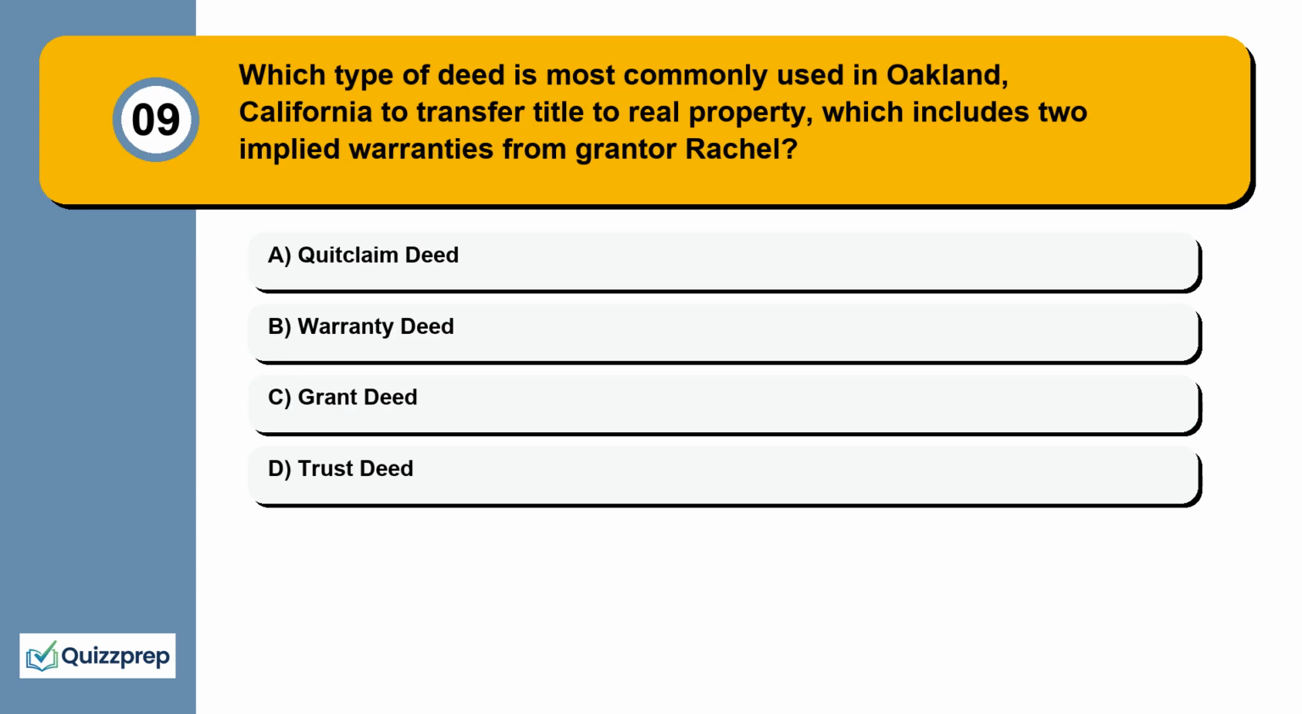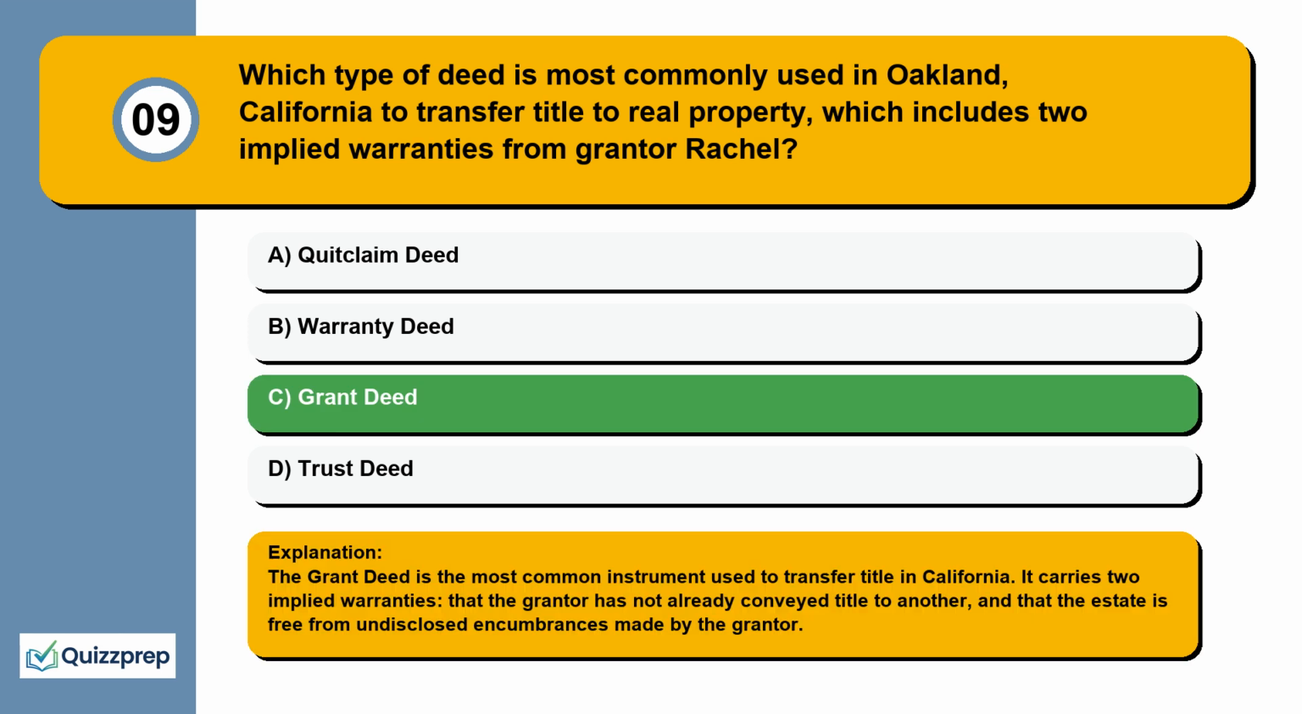Question 9. Which type of deed is most commonly used in Oakland, California to transfer title to real property, which includes 2 implied warranties from grantor Rachel? Quitclaim deed, warranty deed, grant deed, trust deed.